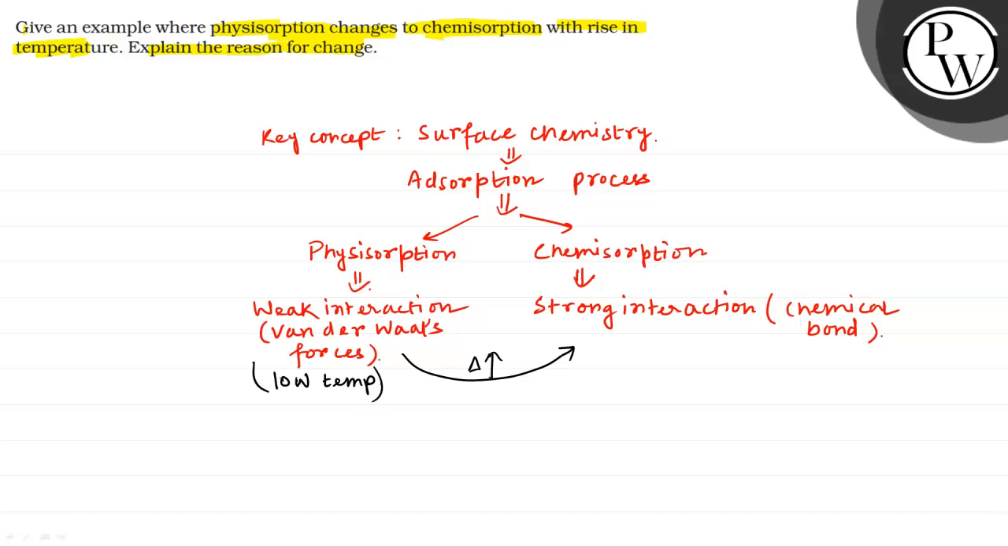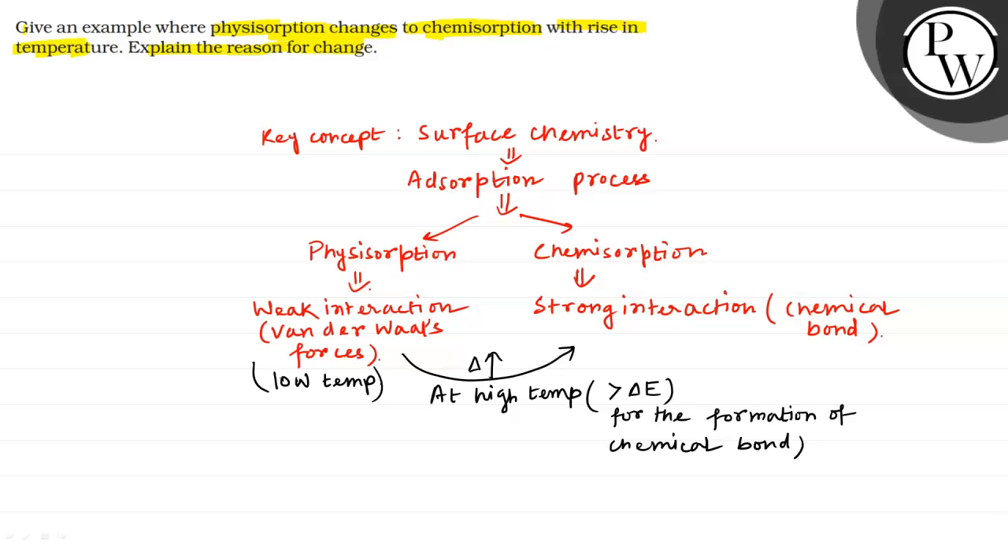And if the temperature is very high, and when the energy is greater than the activation energy delta E for the formation of chemical bond, what happens? Then the gas molecules again come in contact with the adsorbent surface and form a strong chemical bond between the gas molecules and the surface of the adsorbent. So then there is a chemical bond formation, because at that high temperature the activation energy for the bond formation will be attained.